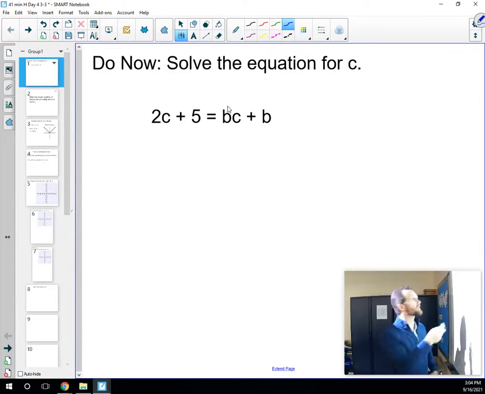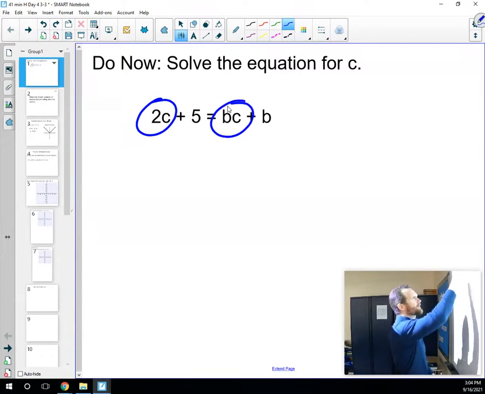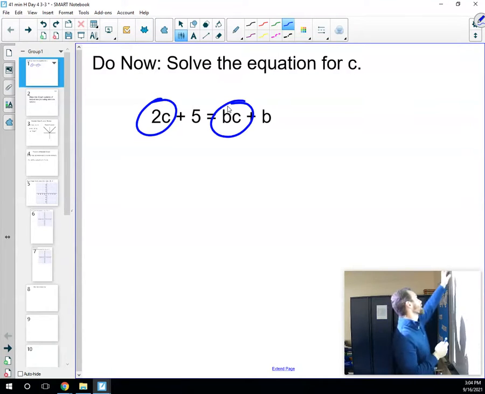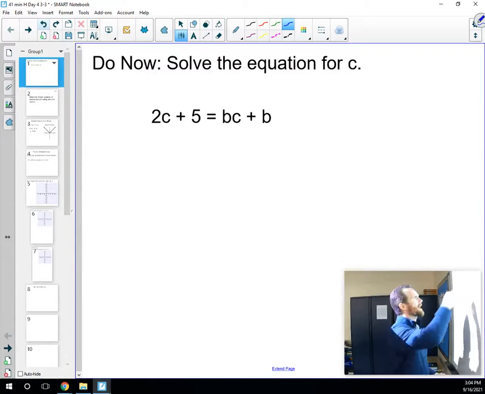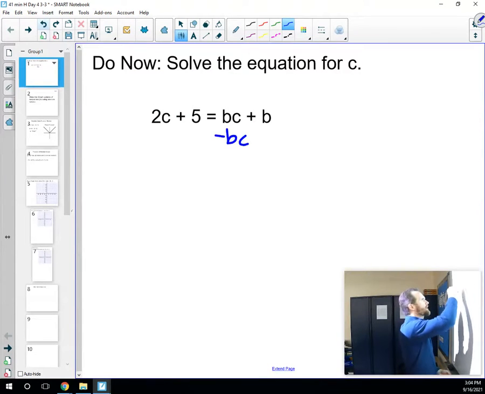To do that, let's see, we've got a 2C on the left side of the equation and a BC on the right side of the equal sign. What I'm going to do first is get everything with a C on one side and everything without a C on the other. So tell you what, let's subtract BC. Let's use our inverse operations to move that to the other side of the equation. And let's move the 5 as well.